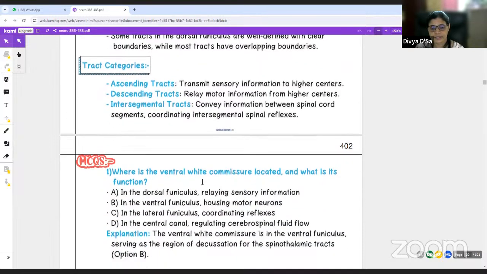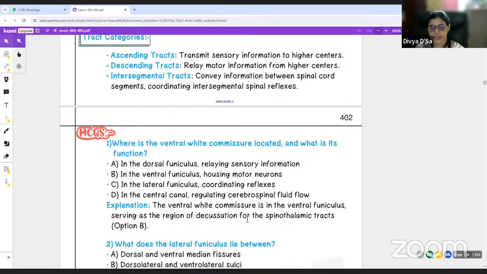So where is this ventral white commissure located and what is its function? Okay, this is an MCQ question. Ventral white commissure and what is its function? So the choices they have given are: in the dorsal funiculus relaying sensory information, in the ventral funiculus which houses the motor neurons, then in the lateral funiculus which coordinates the reflexes, or in the central canal which regulates the cerebrospinal fluid flow.